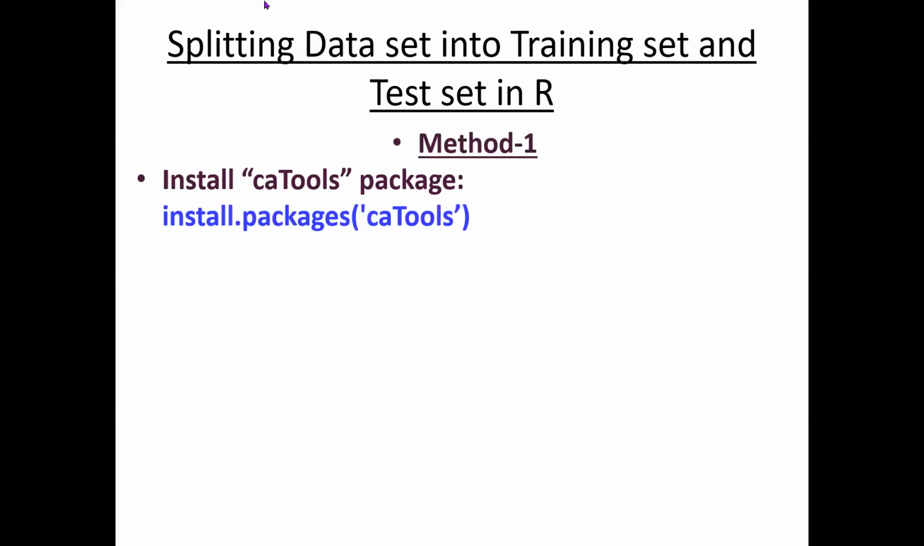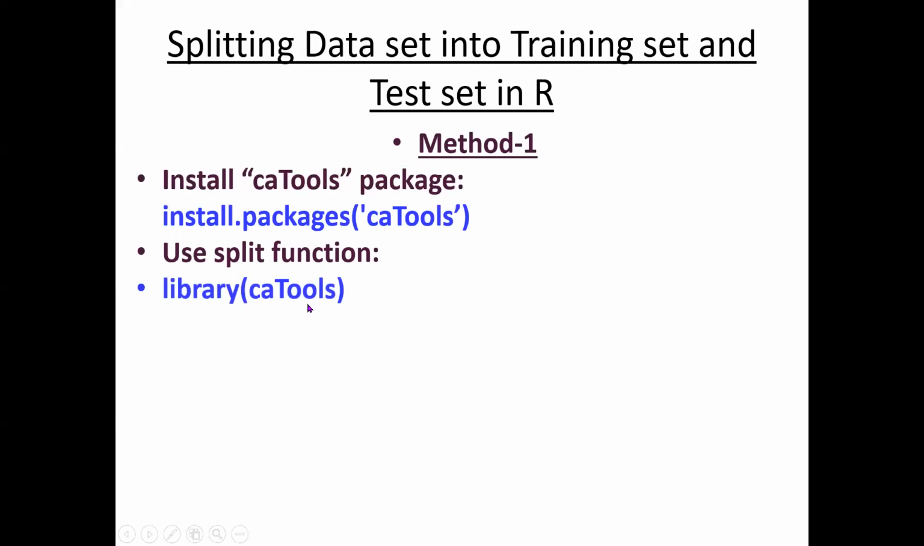This is method one: install.packages of caTools. Or you can also go to Tools in RStudio and install. I will show you, not a problem. Next, use the split function in caTools. In R, to import your package, we use library of caTools. Now set.seed(123).